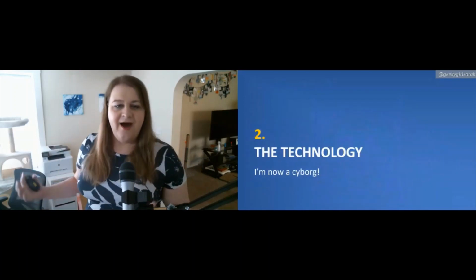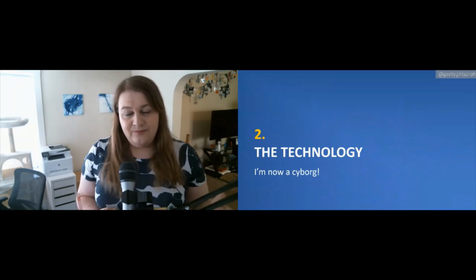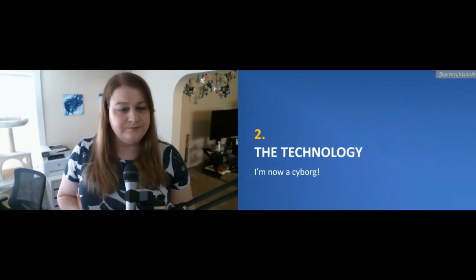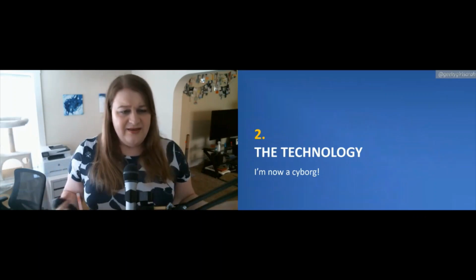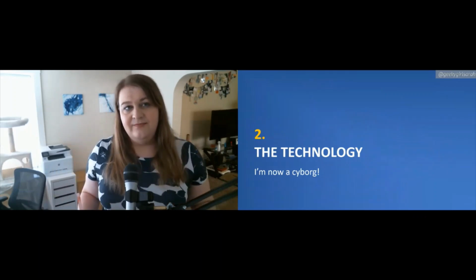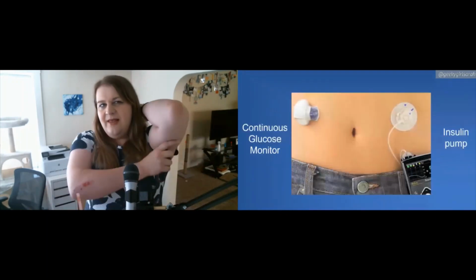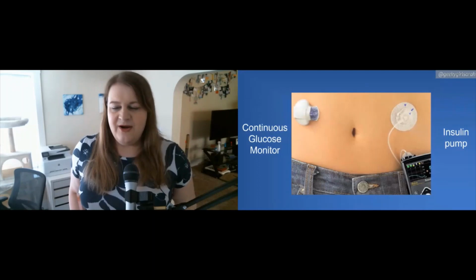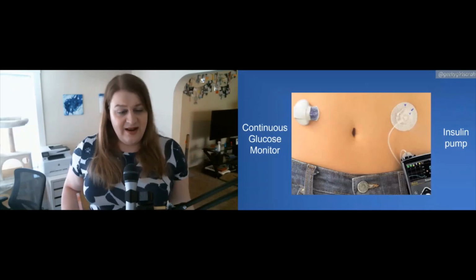What's out there right now? What can we do with it? Things like that. What do I have literally on my body right now? These are the two main things. So we have a continuous glucose monitor. You can usually see it on people, like you might see a thing on their arm. I don't have it on my arm, I have it on my stomach right now. And then an insulin pump.